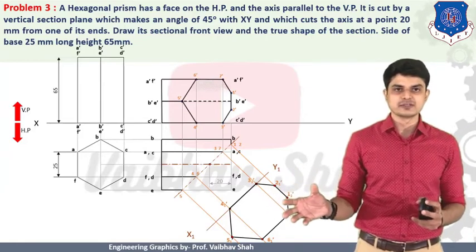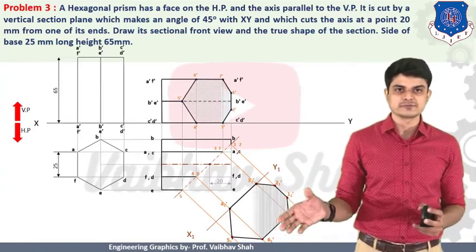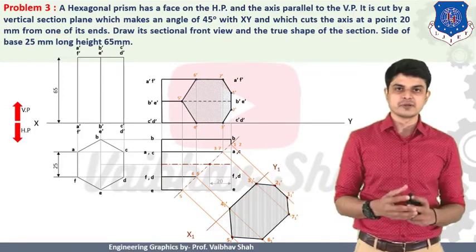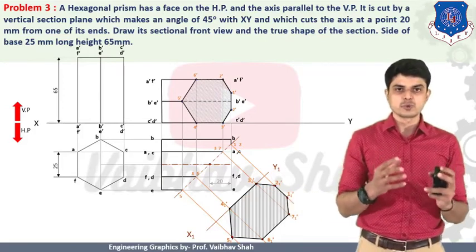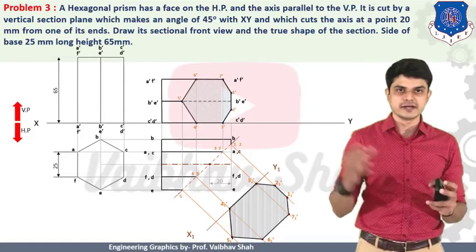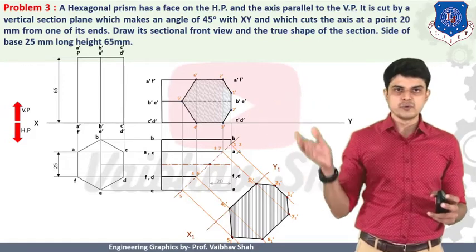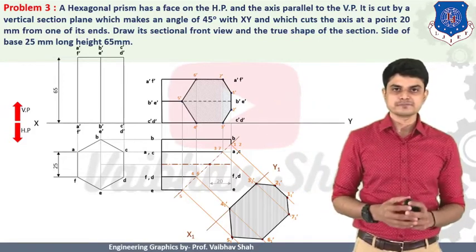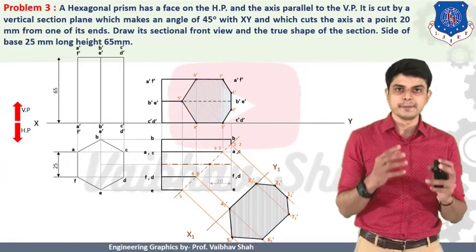So after getting to the true shape, you should give the hatching to this true shape. So let us give hatching. So this is nothing but your final view generated, which is your true shape of the section. So we have generated the sectional front view and true shape of the section. So now let us move on to the next example.